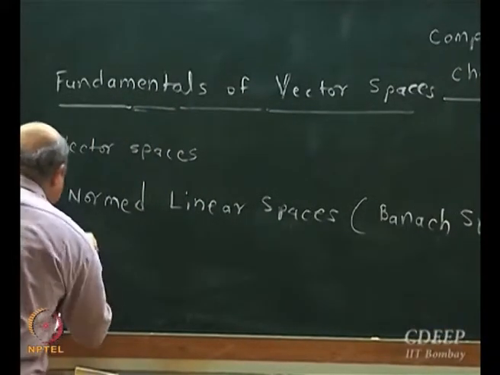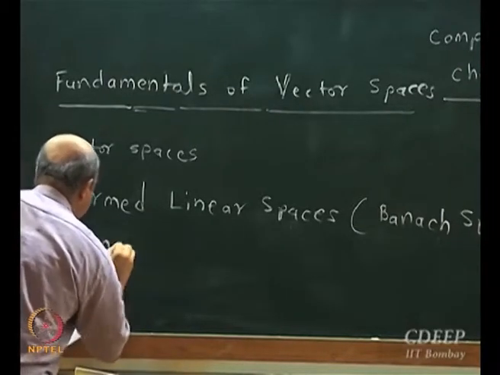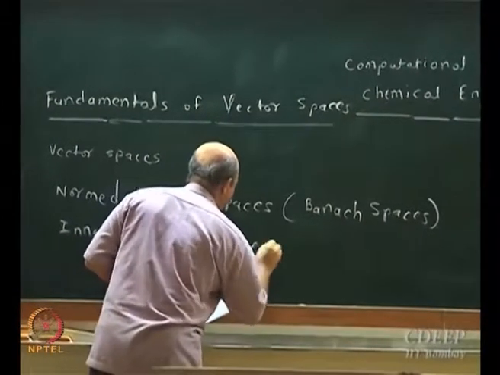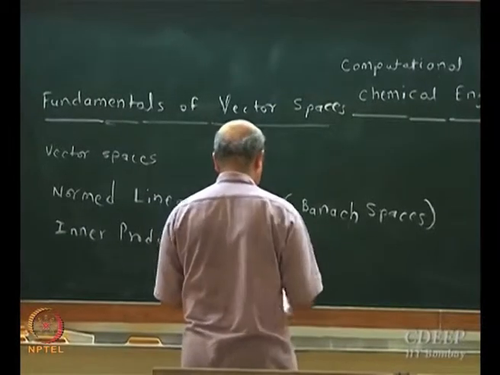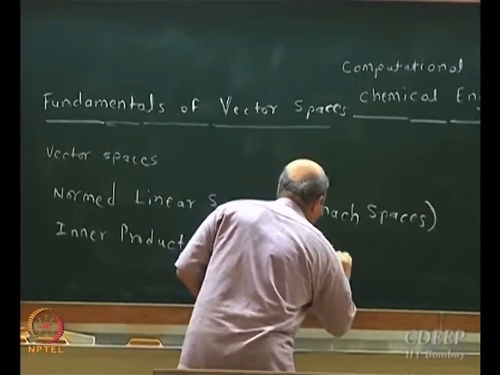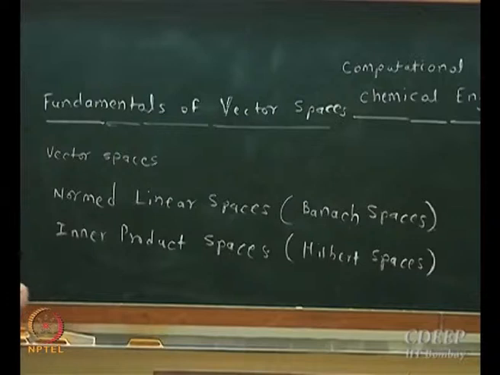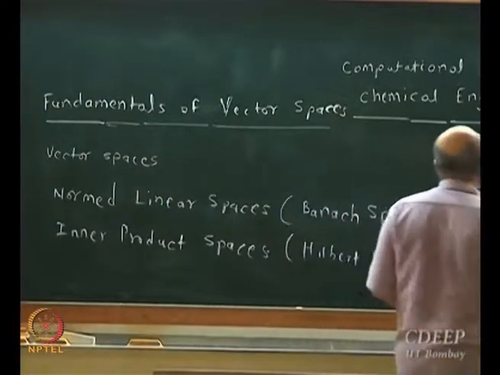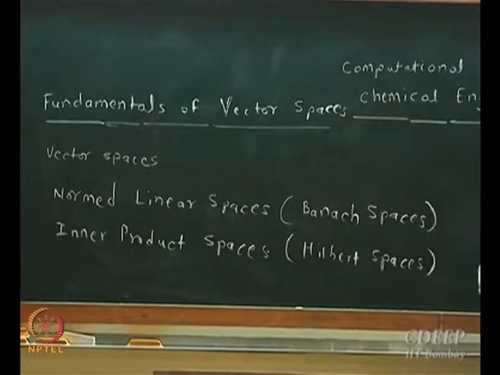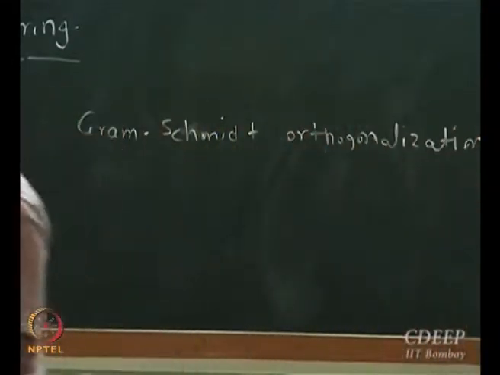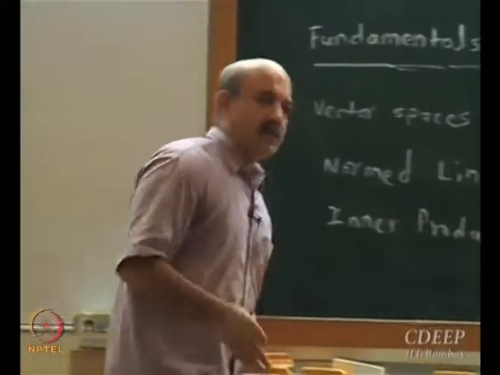Then we have inner product spaces. And we'll also touch upon Hilbert spaces. So these are named after some of the famous mathematicians. And then we look at the Gram-Schmidt process in the end, Gram-Schmidt orthogonalization. So these are the four sub areas which I intend to cover. Now, the Gram-Schmidt process as applied to any general vector space.